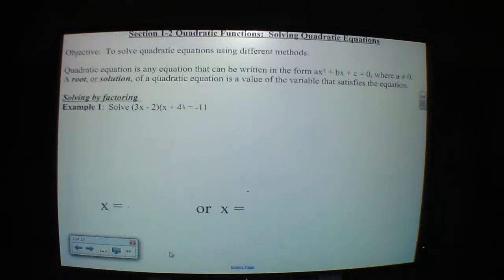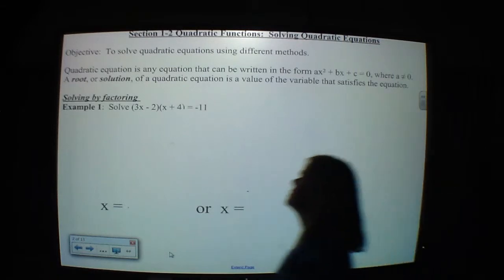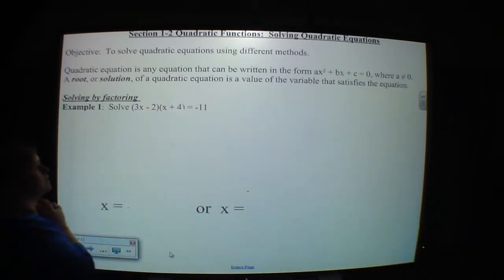A root or a solution of a quadratic equation is a value of the variable that satisfies the equation. So first of all, I am going to solve that first equation by factoring. But I can't factor it right away because it's not in the right format. I don't have it equal to 0. So what I'm going to do is FOIL the left side and then move the 11 over, and then I'm going to factor it.